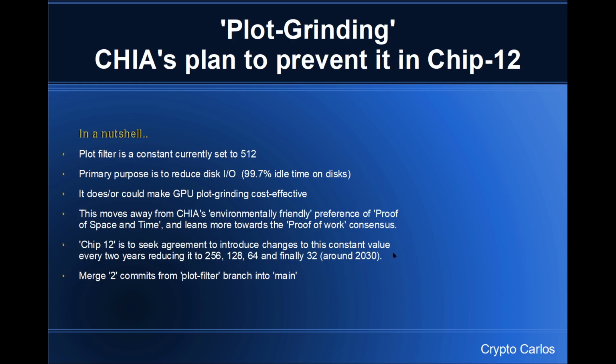They want to discriminate against those farmers that are showing a level of ingenuity and looking for different ways to mine and farm CHIA, using GPUs and other types of approaches, shall we say. So this CHIP 12 document is putting forward the proposal to merge two commits from the plot filter branch in their source control into the main branch.